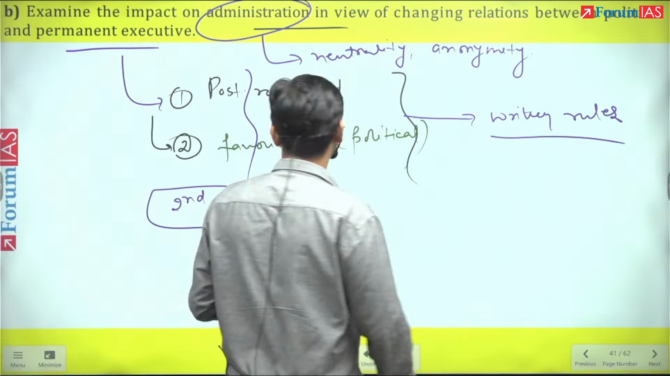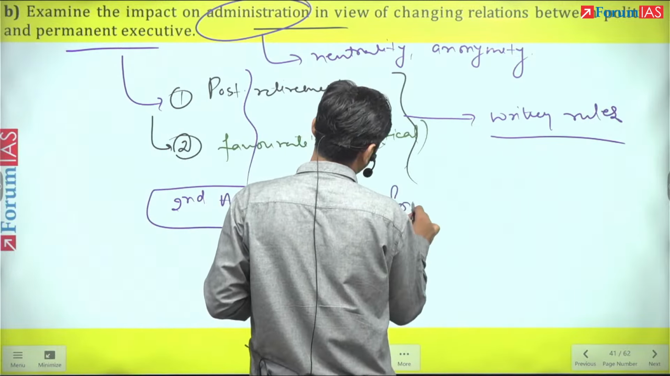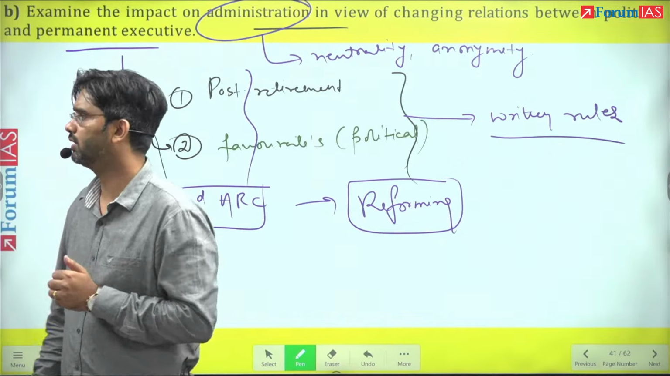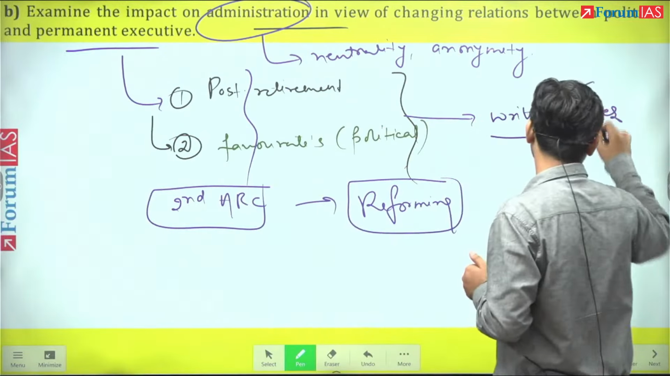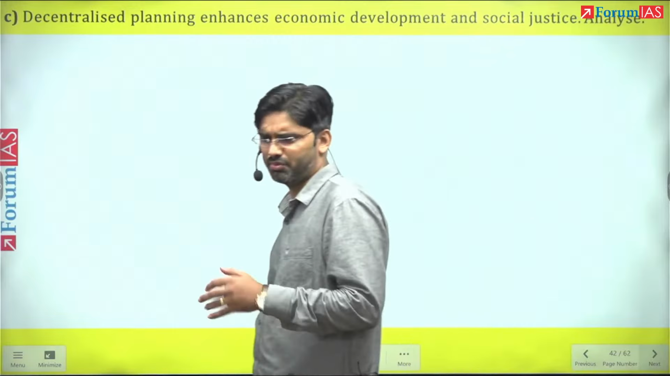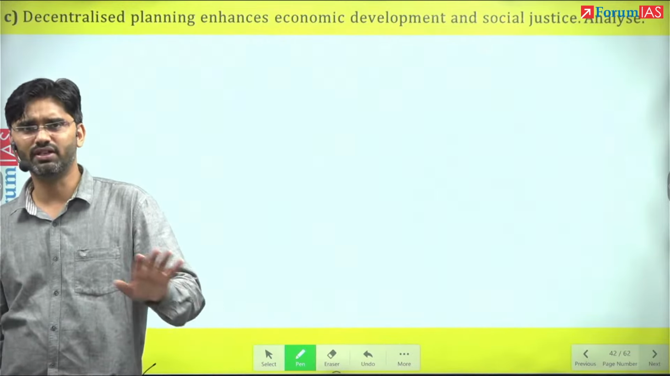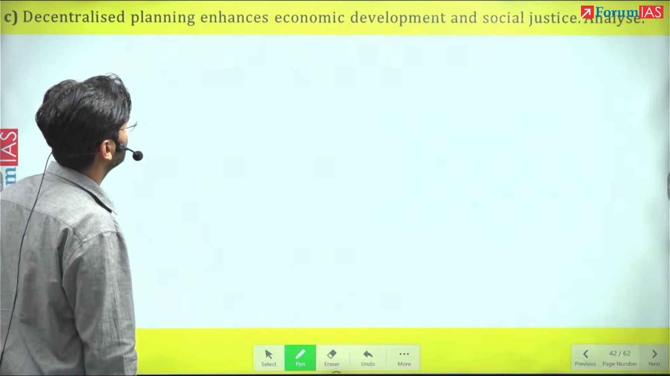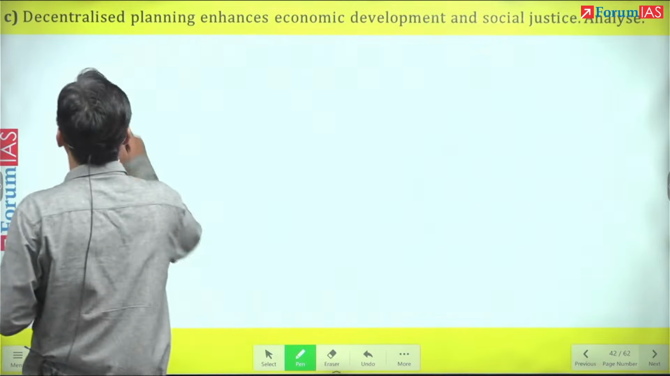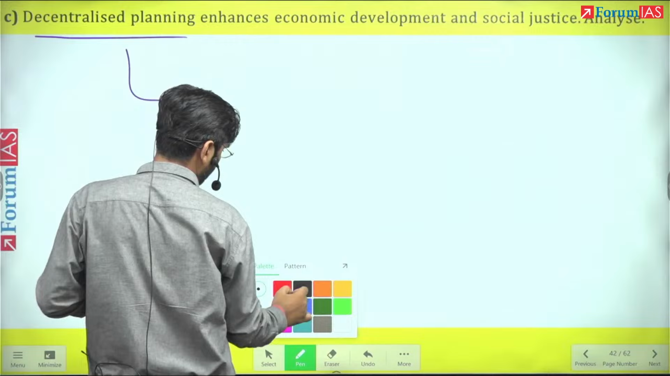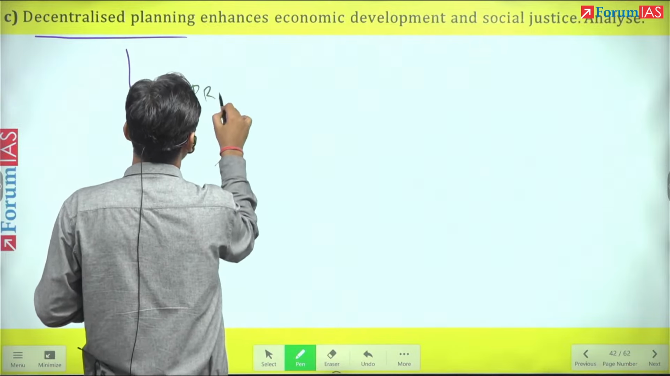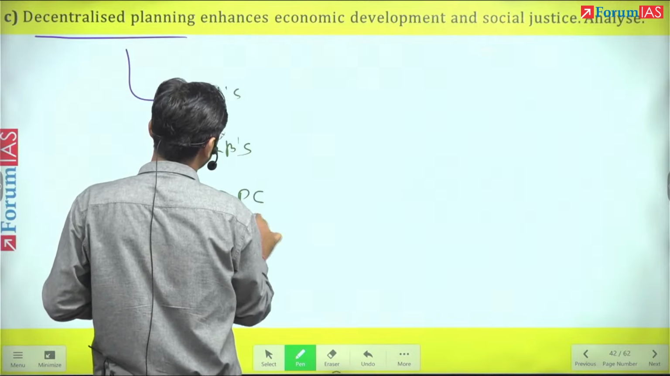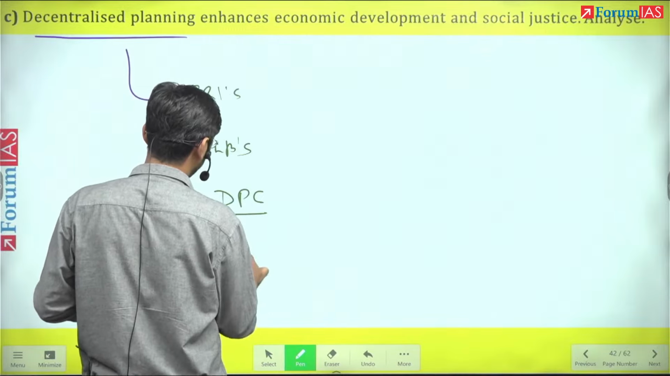So there is need for reforming. Okay, there is need for reforming. We should have at least some guidelines. I'm not we can't say rules, but guidelines when it comes to relation between them. Decentralized planning enhances economic development and social justice. Analyze decentralized planning, meaning the role of panchayat raj institutions, the role of urban local bodies, the role of district planning committees, ultimately the role of people.